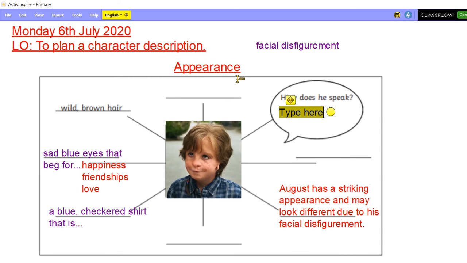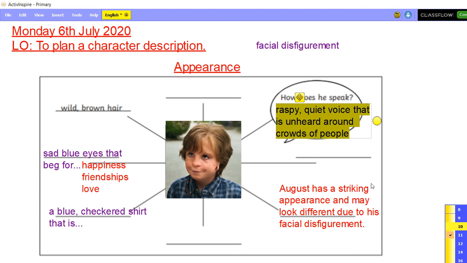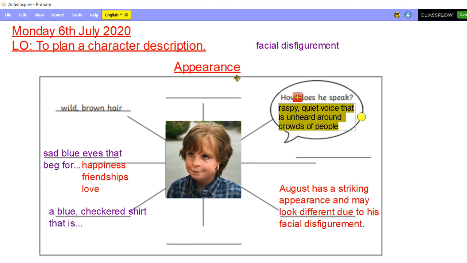So how does he speak? So raspy, quiet voice that is unheard around crowds of people. I do apologise because it doesn't quite fit. See if we can make it a bit smaller. There we go. A raspy, quiet voice that is unheard around or amongst crowds of people. Okay.